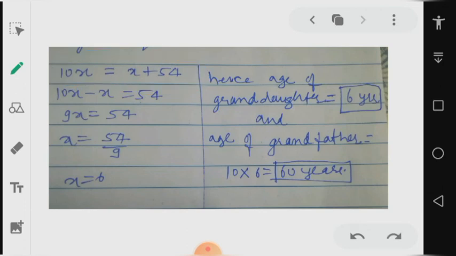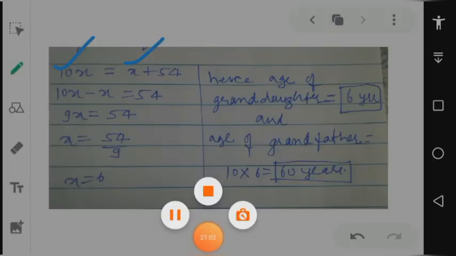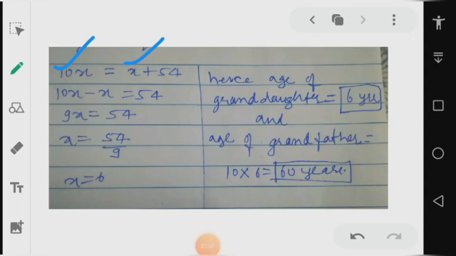Okay, so here we have added 54 in this equation. Now why is 54 added on the right hand side only? Because 10x is the age of grandfather, and x is the age of granddaughter. As x is smaller, because it is the age of granddaughter, 54 is added to the smaller side. Hence we are adding 54 with x. After balancing it, we solved and found that x is 6. Then you can also cross check. It can be done mentally also, it's easy. So you are sure that the answer is correct.